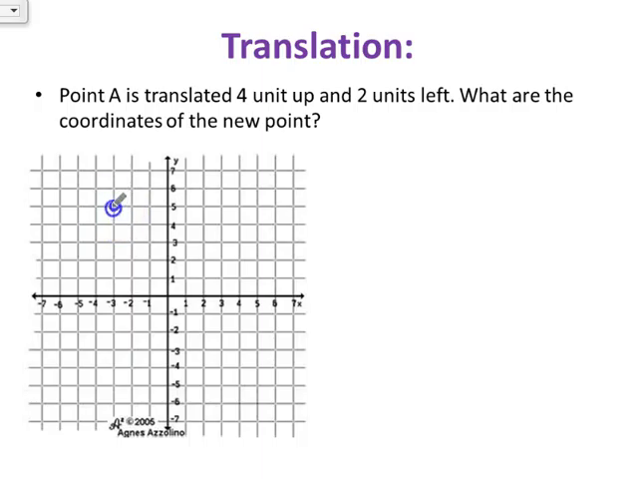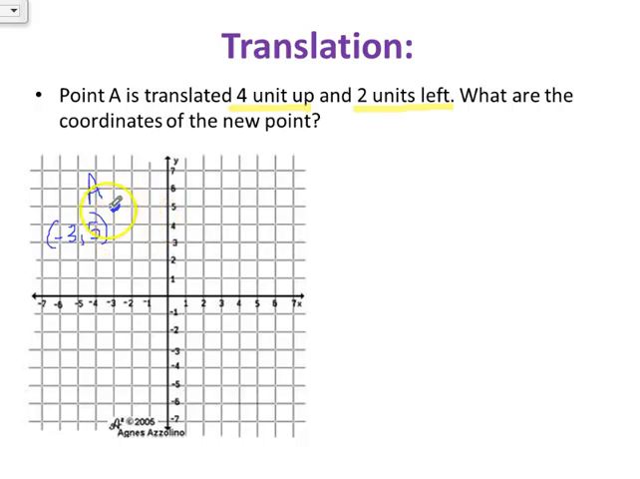So I'm going to plot a point right here. I'm going to call this point A. Point A has coordinates -3, 5. We want to translate point A 4 units up and 2 units left. Then I want you to tell me the coordinates of the new point. All right, let's do it.